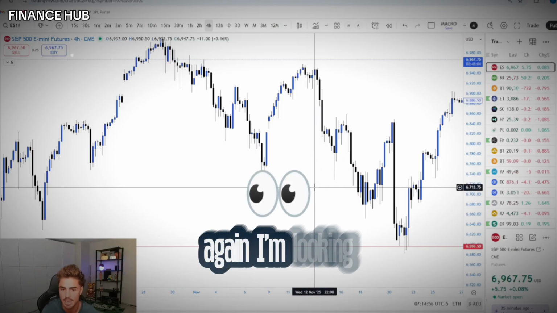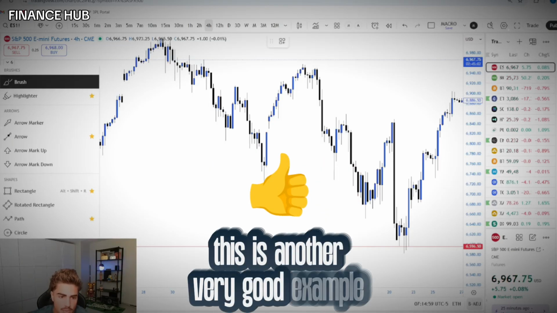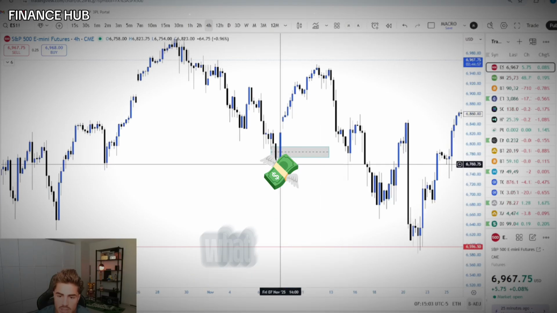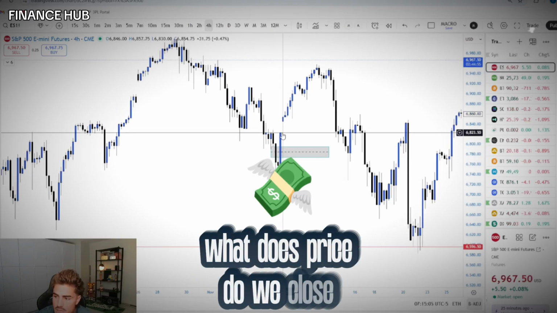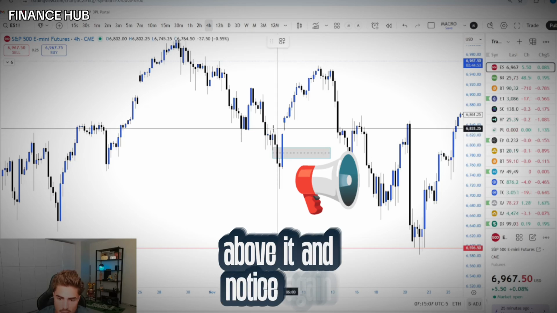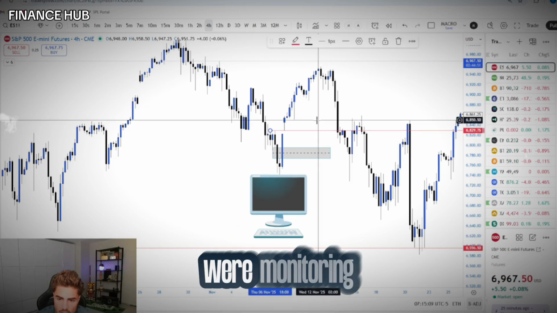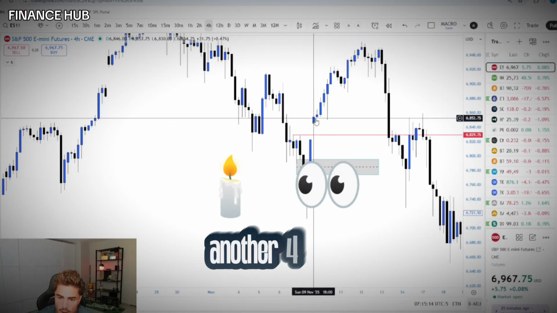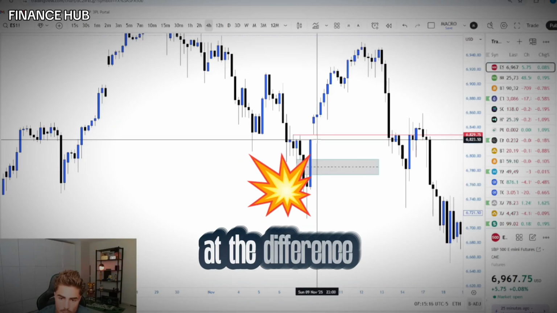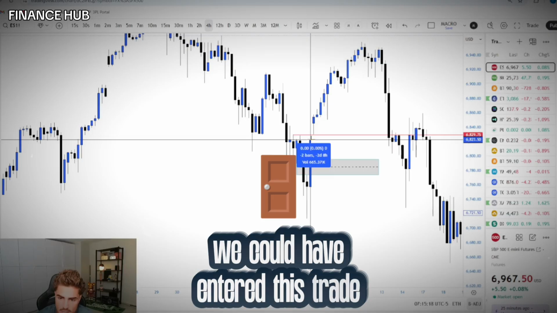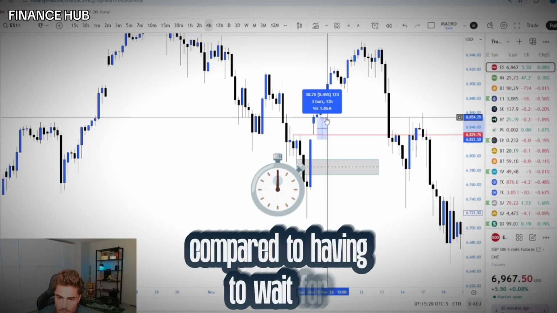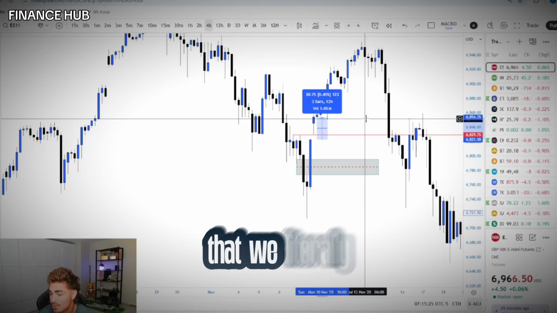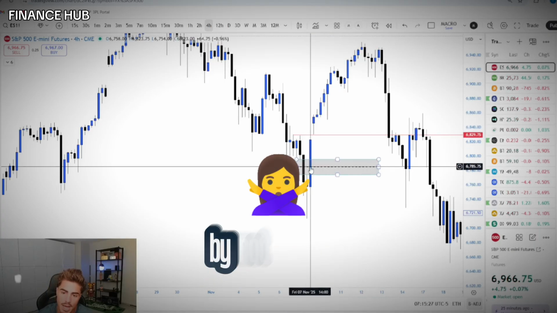Like again, I'm looking at this. This is another very good example right here. Boom, what do we have? We have a bearish fair value gap right here. What does price do? We close above it, and notice again, this is the high that we were monitoring. For us to have a break of structure, we fully would have had to wait for another 4-hour candle, and look at the difference. Boom. We could have entered this trade right here compared to having to wait for a break of structure all the way up here. That's 123 ticks that we literally are chopping off from our trade by not knowing this confluence.